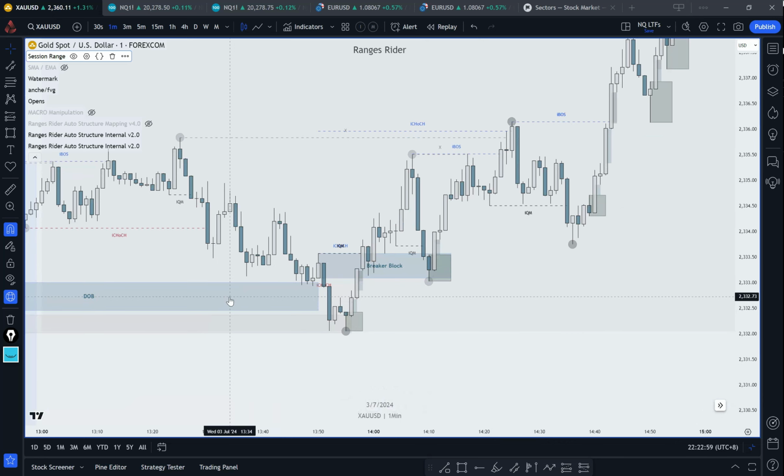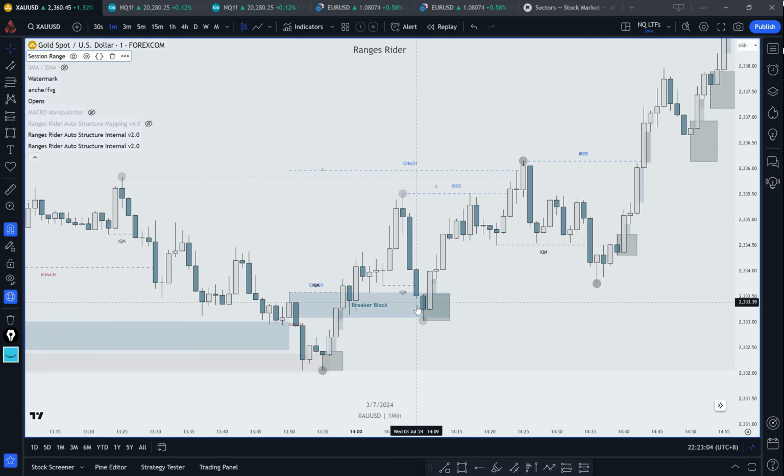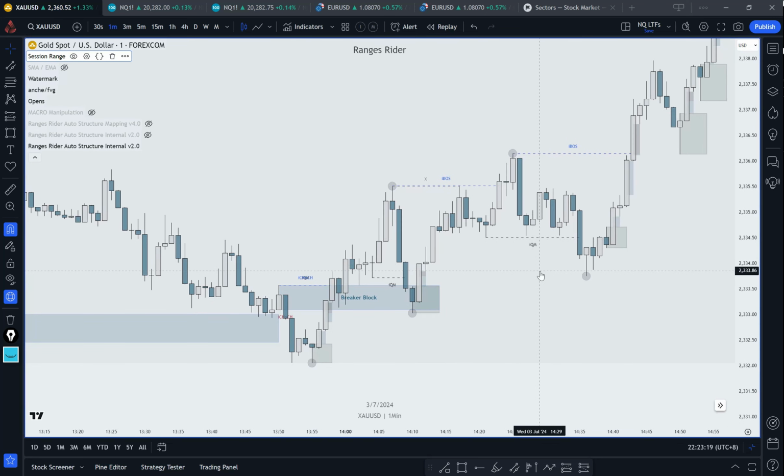This is the 3 minute DOB, right? And then what we have? We have the new range when we have another break of structure, right? From here to here, then from here to here. And what we have? We have a QM. So if we have a QM, just below the QM, what are we looking for? We are looking for another DOB, but we don't have any DOB.